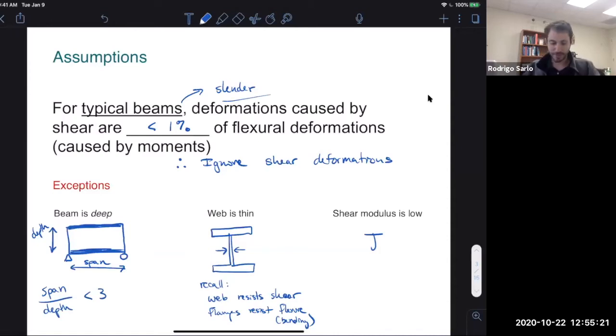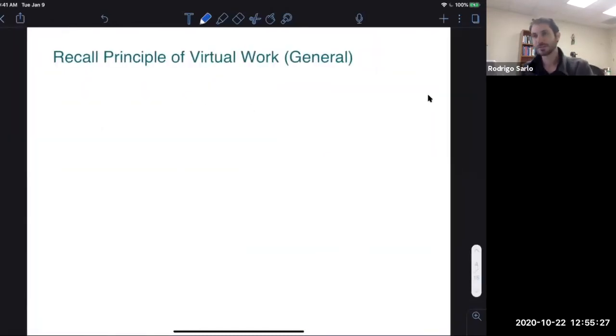Don't go design a bridge after you graduate and forget to consider shear deflections, and then blame it on me. Okay. So I'm just covering my bases here. I assume no liability. All right.